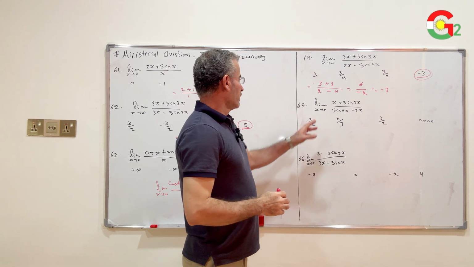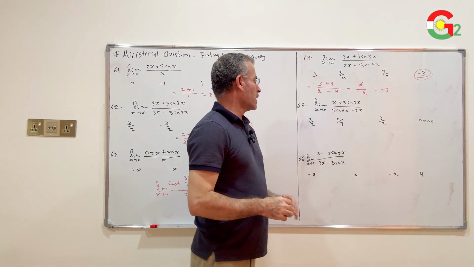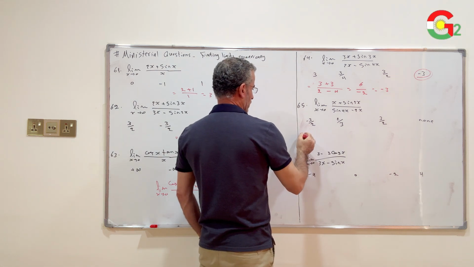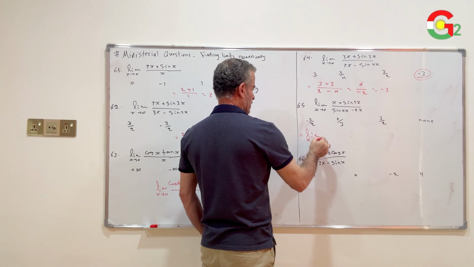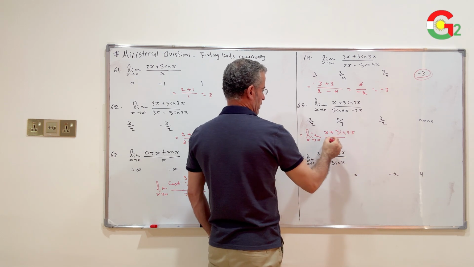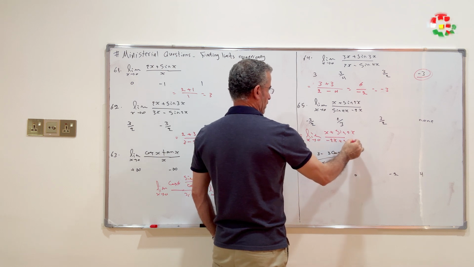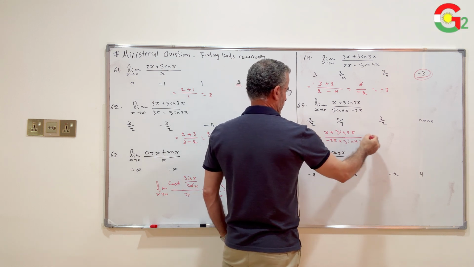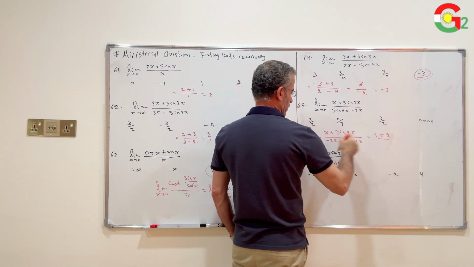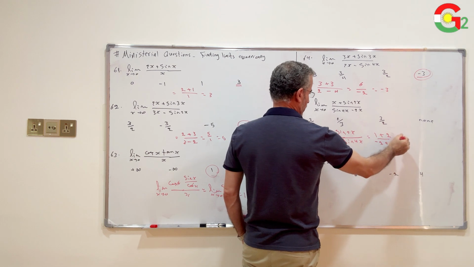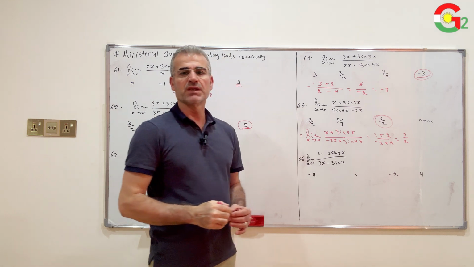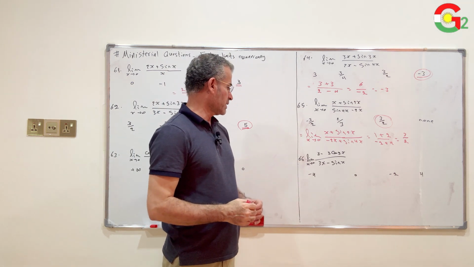Number 65. Limit as x approaches 0 of x sine 2x over sine 4x minus 2x. Rewrite this function as negative 2x plus sine 4x, equal to 1 plus 2 over negative 2 plus 4, equal to 3 over 2. Choice C.